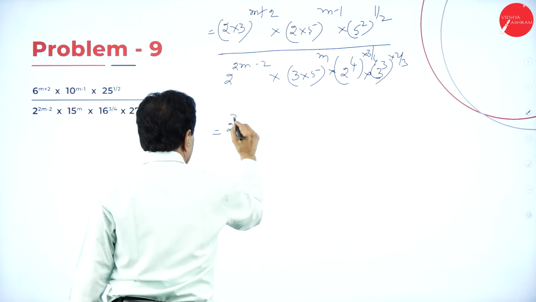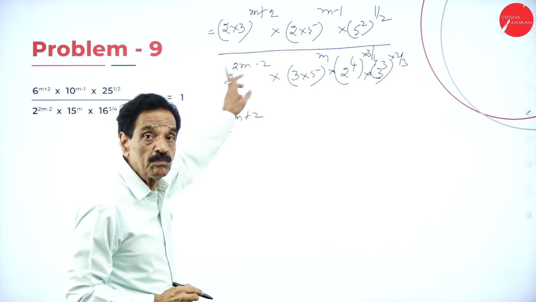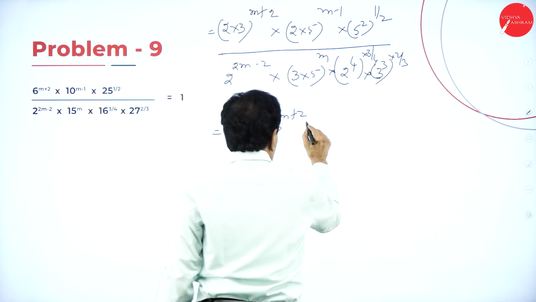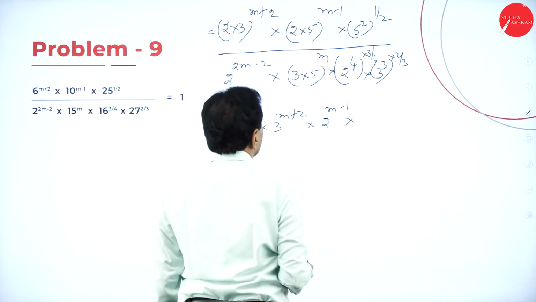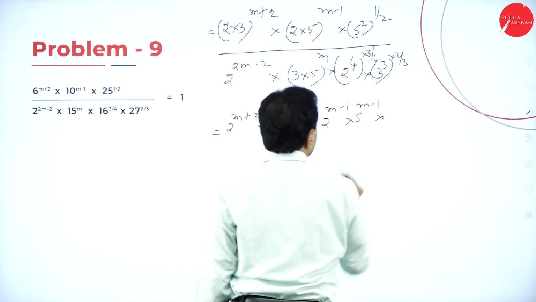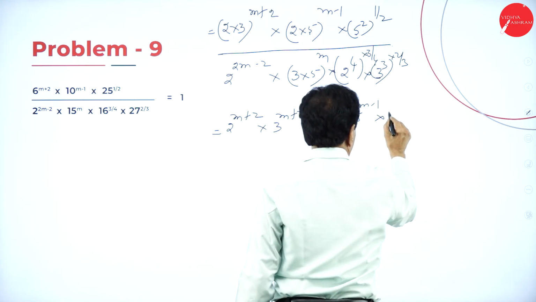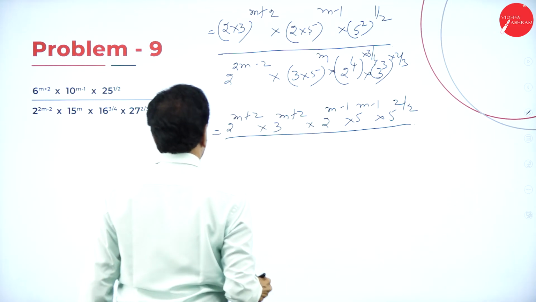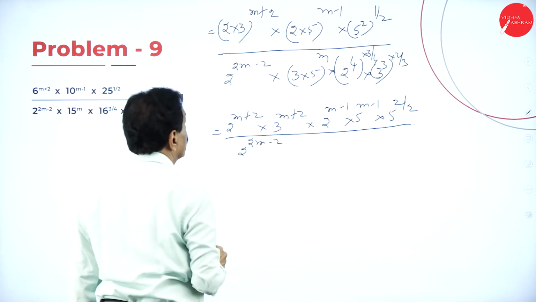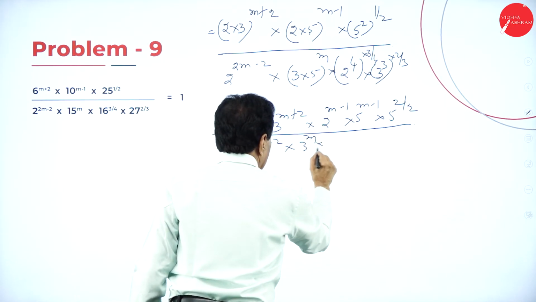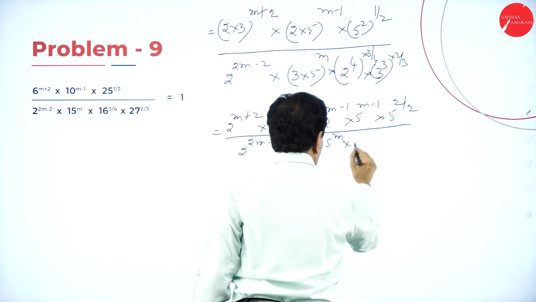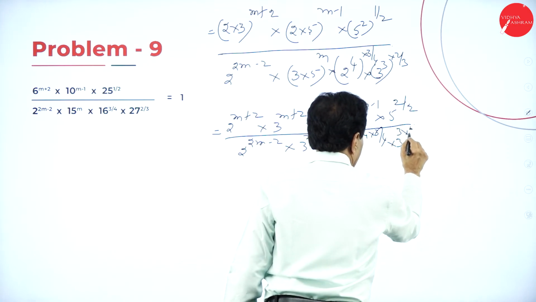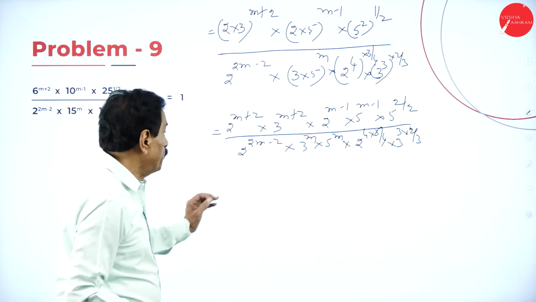2 to the power of m plus 2, because m plus 2 belongs to both the groups, into 3 to the power of m plus 2, into 2 to the power of m minus 1, 5 to the power of m minus 1. So this is 2 to the power of 2, 2 cancel out, 5 to the power of 2 divided by 2. This is 2 to the power of 2m minus 2. This is 3 to the power of m into 5 to the power of m into 2 to the power of 4 into 3 divided by 4, 3 to the power of 3 into 2 divided by 3. Simple. I am going step by step.